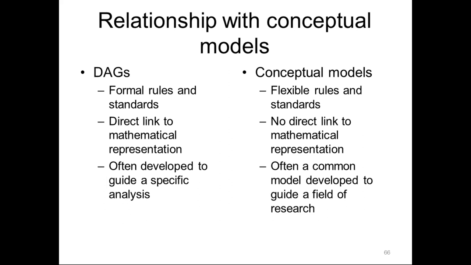Whereas conceptual models are a lot more flexible. Some of them use arrows, some use bidirectional arrows, some have concentric circles. They're more flexible because they don't have that same direct link to a mathematical representation that DAGs do. When I first started looking at these conceptual models, they were making me crazy because I was trying to make them into math, and they're just not. That's a major difference.